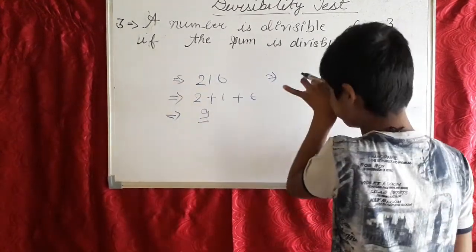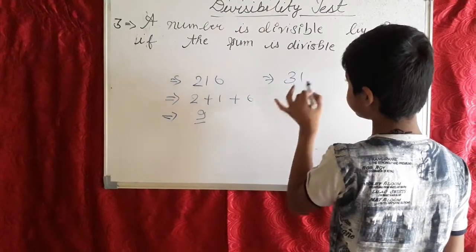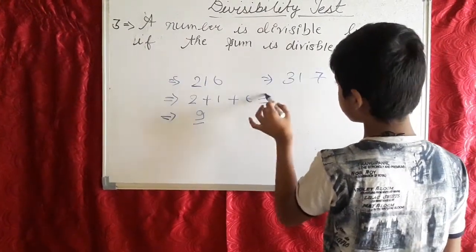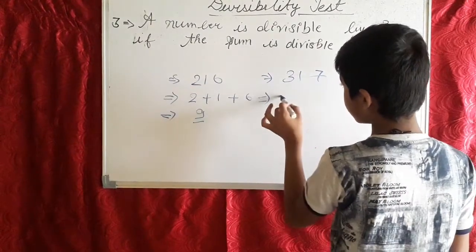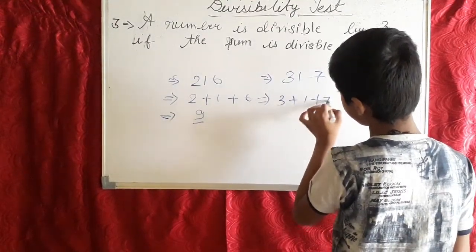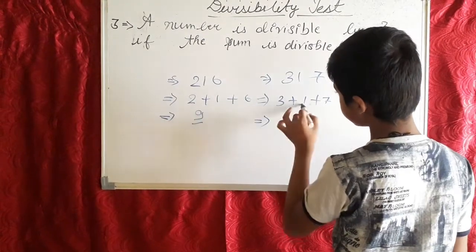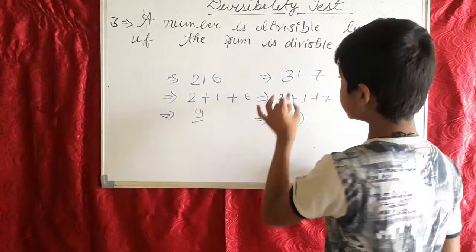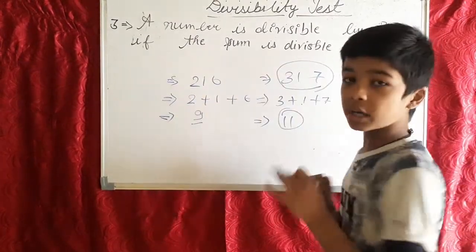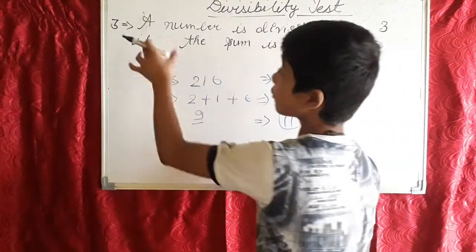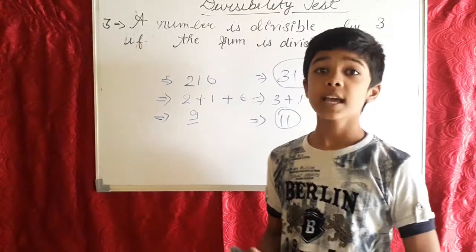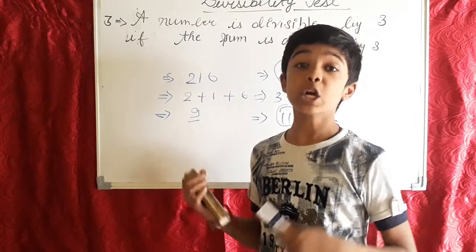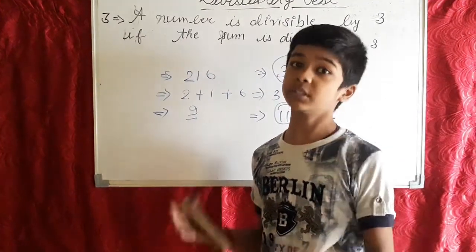Like that, we will take 317. Then 3 plus 1 plus 7. What will it become? 3 plus 1 is 4, 4 plus 7 is 11. So this 11 is not divisible by 3. So this 317 is not divisible by 3. Now, friends, if the number is very big, and the sum is divisible by 3, then the big number is also divisible by 3.